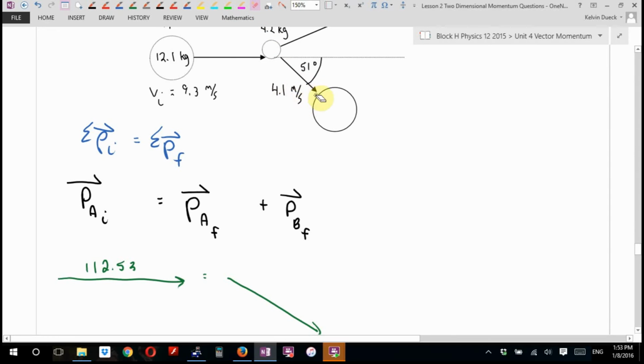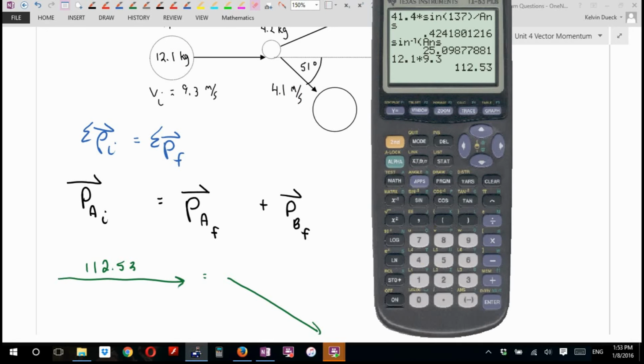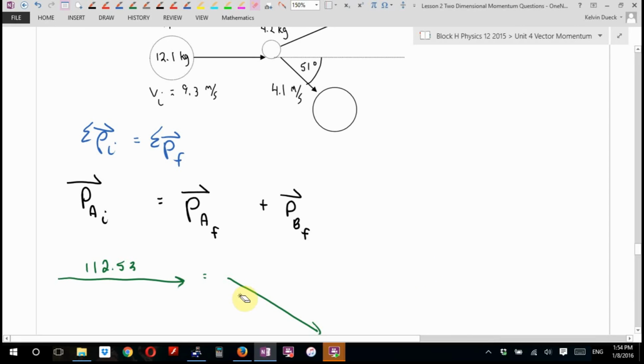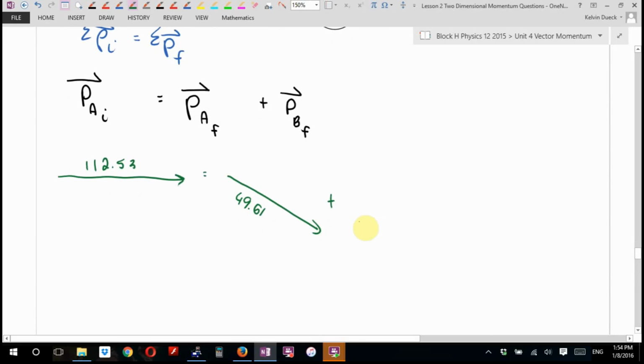So this line is going to be mass times velocity: 12.1 times 4.1, 49.61. Plus, well, they didn't tell me the angle for momentum B, but certainly according to the picture, it looks like it kind of went that way. This is the momentum of B final.